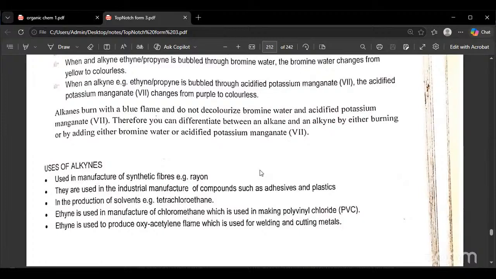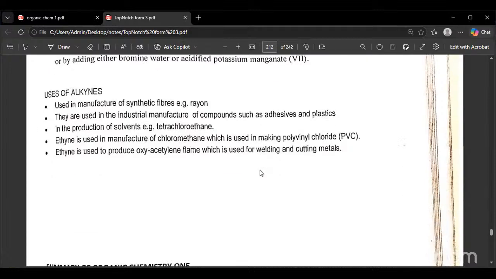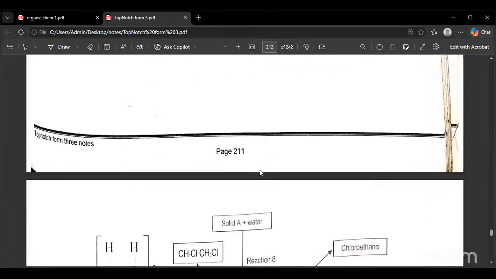I know the others are not people, but synthetic fiber also is very important. Plastics, very important. And then I was talking, before I came to use it, about the oxyacetylene flame. Do you remember the Form 1 uses of oxygen? One of them was that it is mixed with acetylene and then used in welding. That one is an alkyne. Summary, I normally love this summary.